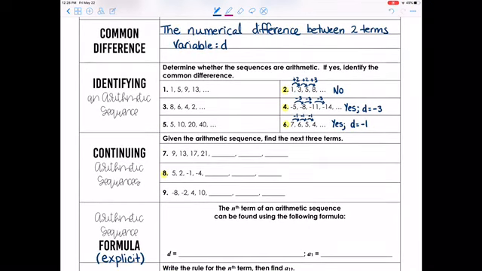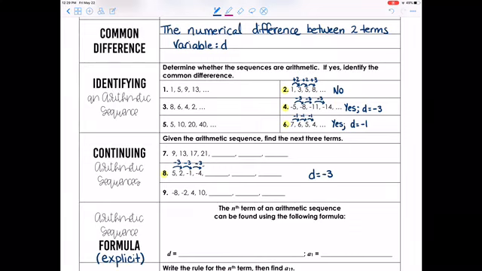Okay, the next task we're going to do together is continuing an arithmetic sequence. I'm going to do example 8 for you. So if we look at this sequence, we want to find the next 3 terms. So sequence 8 starts with 5 and goes to 2. Well, 5 to 2 is a decrease of 3. 2 to -1 is a decrease of 3. -1 to -4 is a decrease of 3. That means we have a common difference of -3.